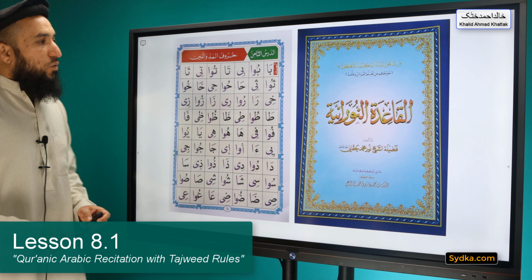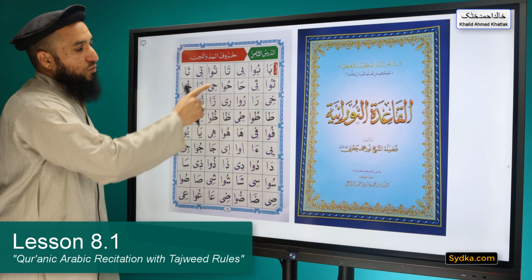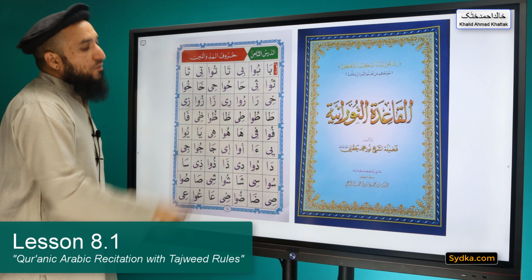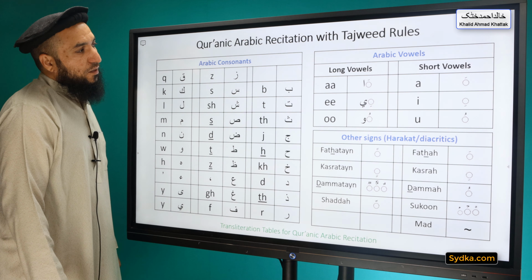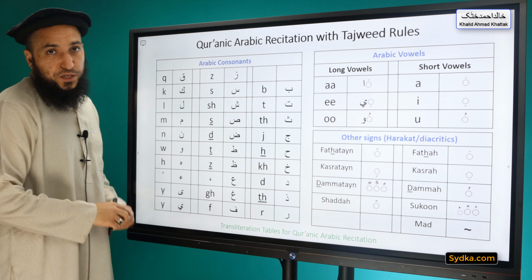In this session, we will be studying from here to there as 12 syllables of Al-Qaida Nuraniya on page number 14. This slide is just a reminder for transliteration purposes.